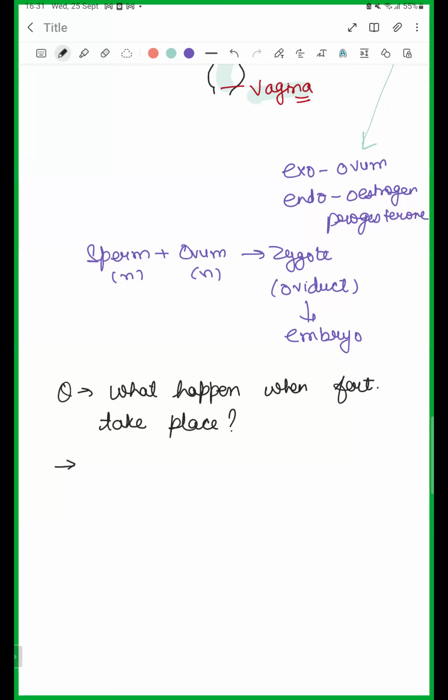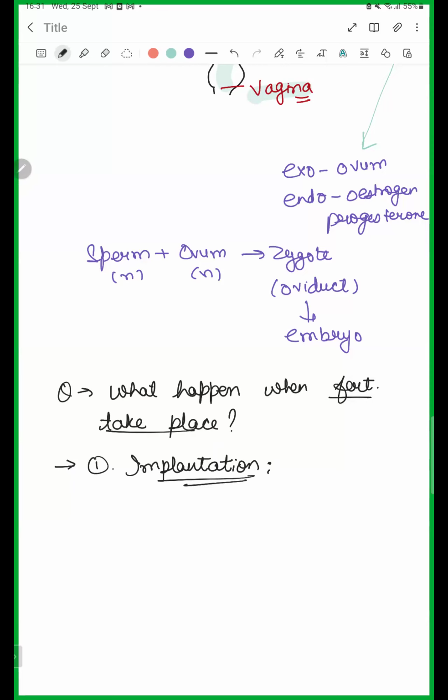All right. So what happens when the fertilization takes place? The sperm combines with the ovum to form the zygote, which takes place in the oviduct, and then it divides repeatedly to form the embryo. Now what happens to the embryo? Basically, implantation takes place. The first is fertilization takes place. What happens when fertilization takes place? Obviously you need not explain over here, but we'll be explaining from implantation.